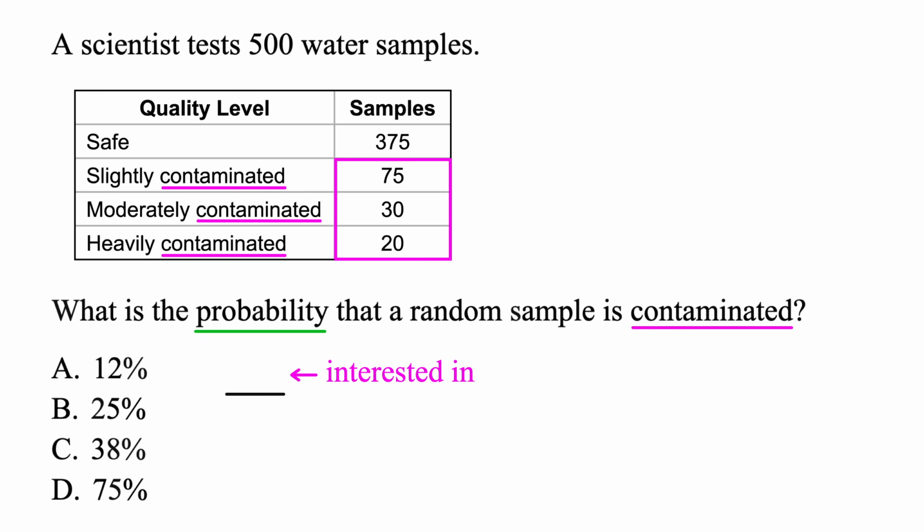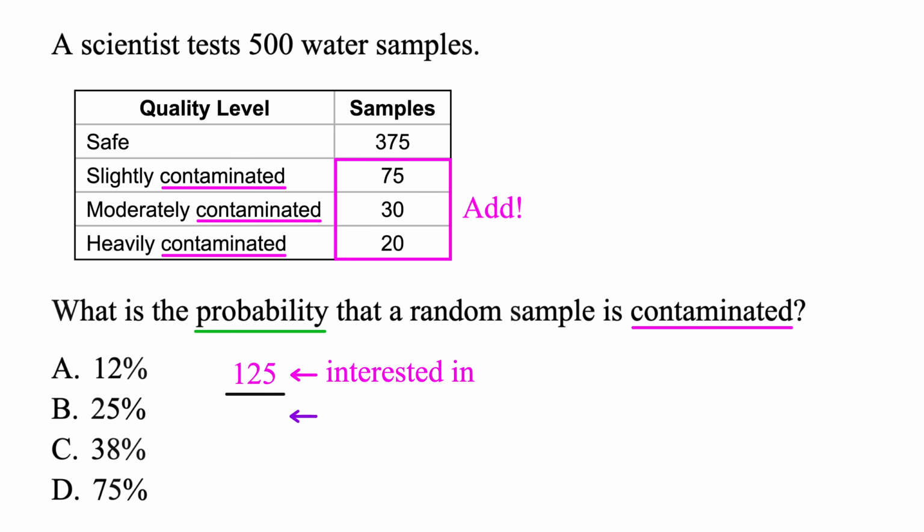So we want to add all of these samples together and put that as the top number here. We're interested in all the ones that are contaminated. You could do this with the calculator, but 20 plus 30 is 50. 50 plus 75 is 125. So 125 of them are contaminated.